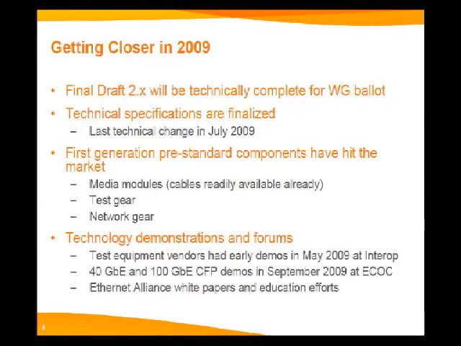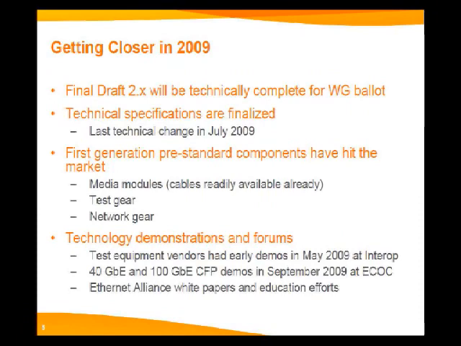Okay, I think I said most of these things already. So again, the big important thing about Draft 2.0 is it's technically complete. The last technical change was in 2009, July. And we've seen a lot of first generation and pre-standard components on the market, so this is really good. We've seen a lot of media modules. The cabling systems have actually been readily available already, and I have a couple of slides on the cabling. Test gear and network gear, we've had technology demonstrations.